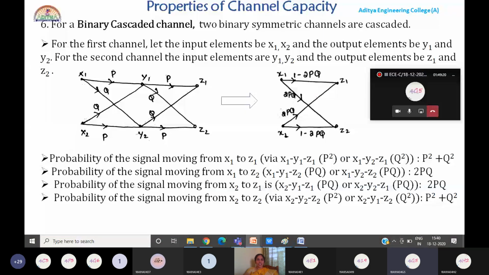Okay, so finally we have seen a cascaded channel where two binary symmetric channels are cascaded.